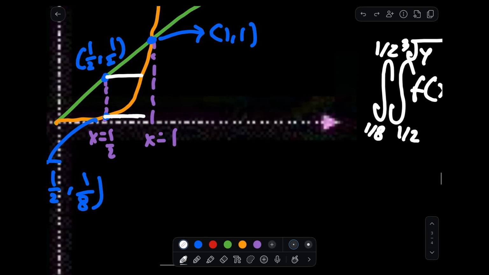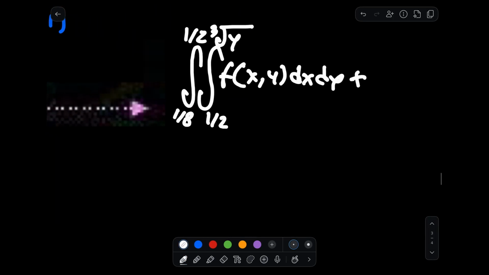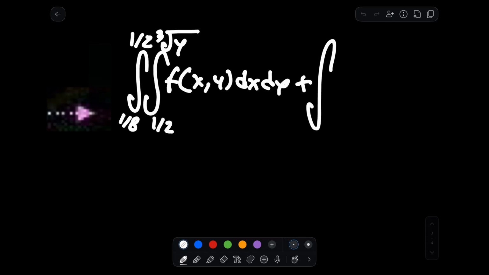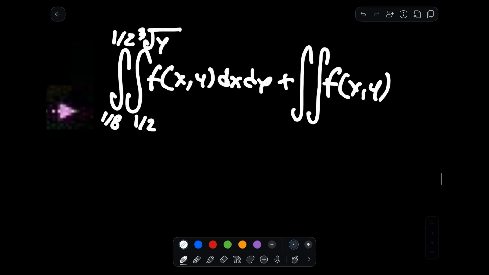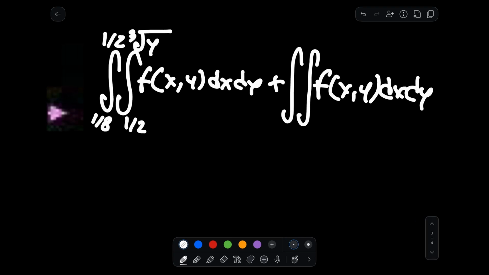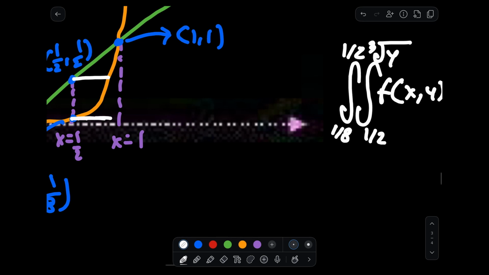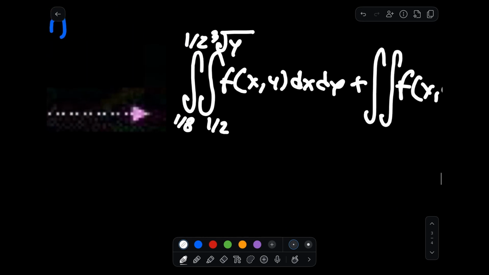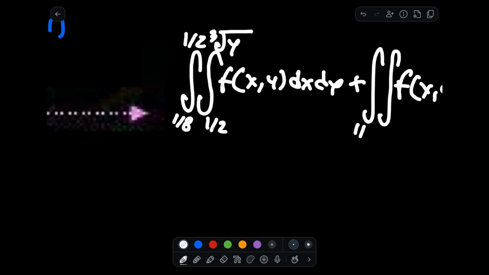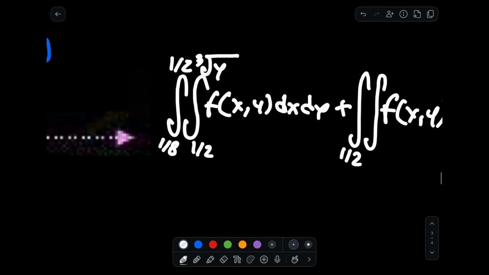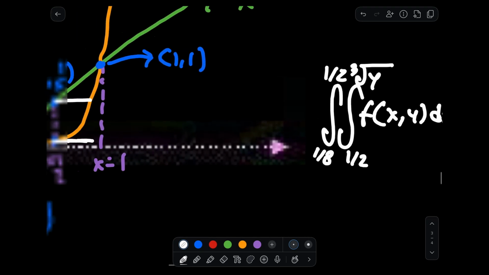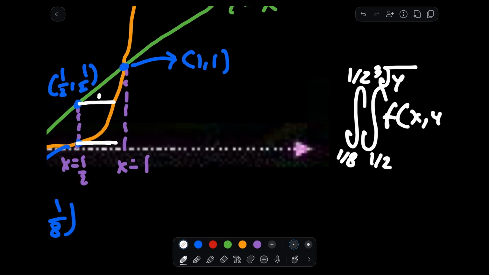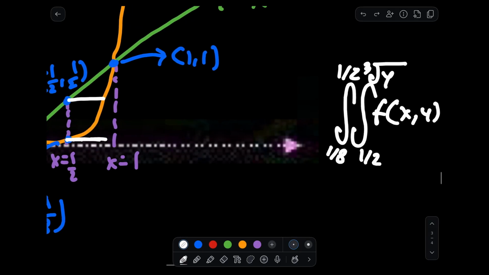And then for region 2, we're going to also use dx dy. I don't like that integral. Let's rewrite it. It's a better one. F of x, y, dx dy. And then our lowermost value is going to be 1/2. Our uppermost value is going to be 1, right? Because that's where they intersect, right here and here.